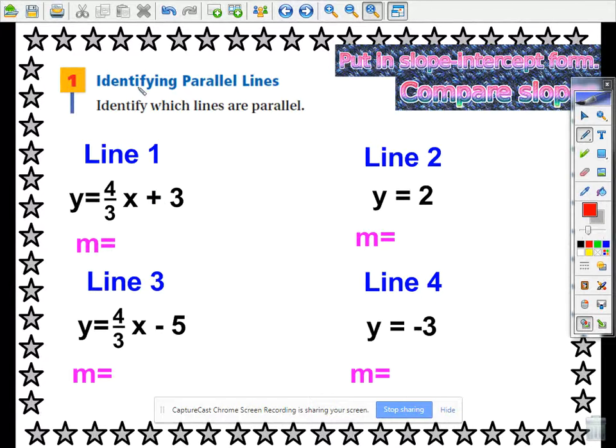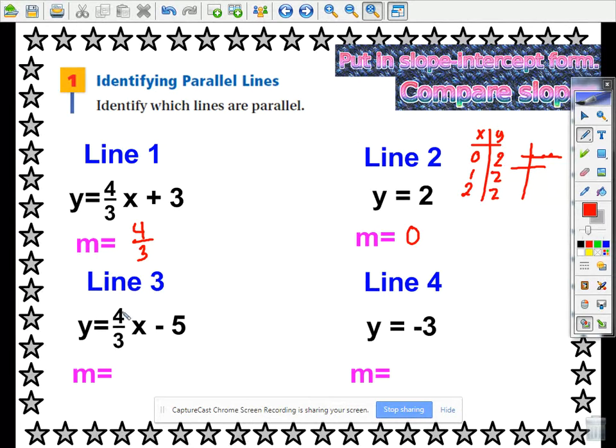So let's look at line 1. We have to identify which lines are parallel. Line 1 is in slope-intercept form, y equals mx plus b, so I know my slope is 4/3. Line 2 is y equals 2. If you do not remember which kind of line that is, I would make a simple table. It says y equals 2, so the 2 will always be in my y column. And I can put any numbers here. And if I think about this graph, it's (0, 2), (1, 2), (2, 2). So this is a horizontal line, and it has a slope of 0.